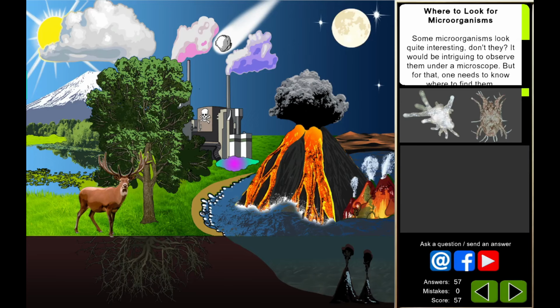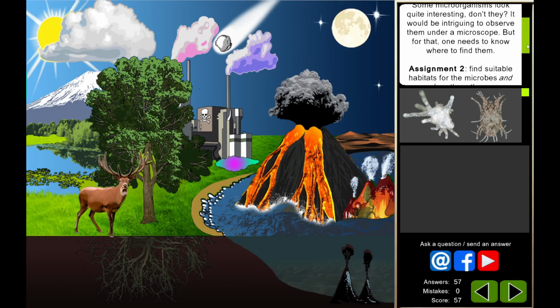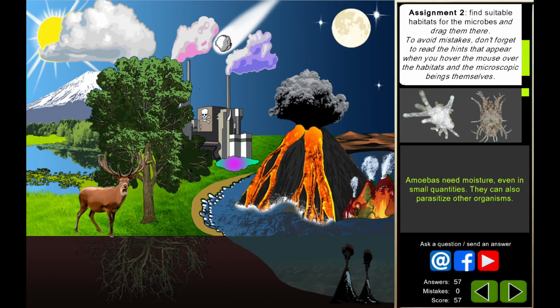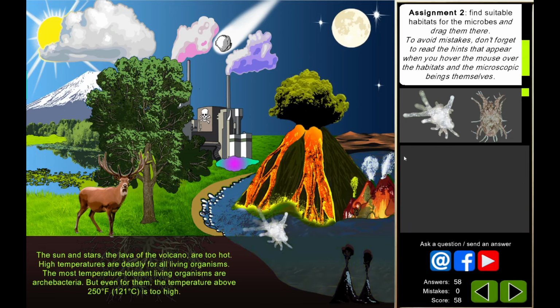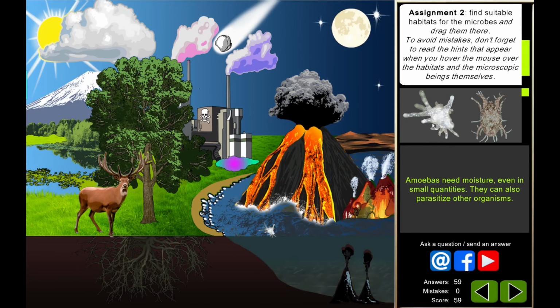The second assignment is to find suitable habitats for the microbes. It's not that easy, but we have a lot of clues. Free one hand from tea and cookies to press pause and read the clue if a choice surprises you.